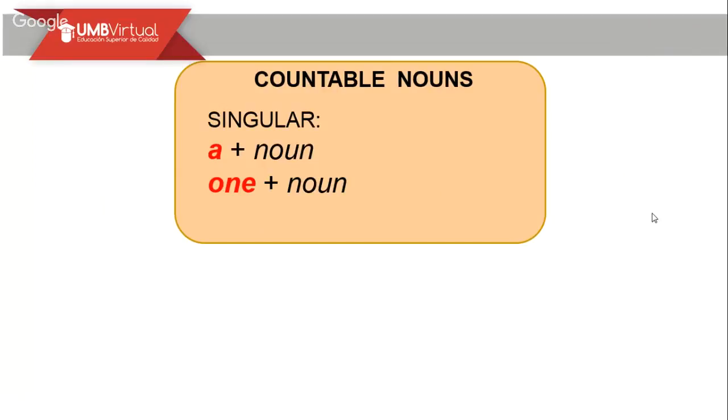To count, we can use different words, but in this case, we are going to learn how to use a and an. We use a when we are talking about singular nouns. Noun in this case is object. So a is the same as saying one. A and one are synonyms.